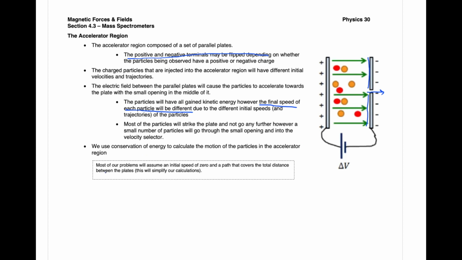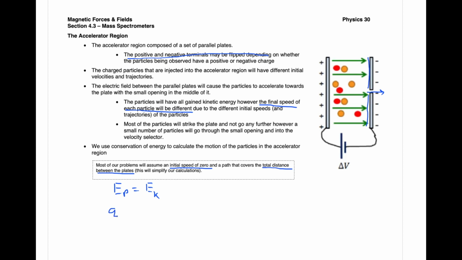However, if they are showing up in a question here, we're going to use conservation of energy. And for our problems, we will assume an initial speed of 0 and a path that covers the total distance from one end of the plates to the other. That'll just simplify our calculations a little bit. Practically speaking, that's not quite true. They'll typically have some initial speed, but since all the particles are different, that's going to be hard to tell. So for these ones, when we do our energy, we'll have, of course, EP on the way in, and then that'll all go to EK on the outside.